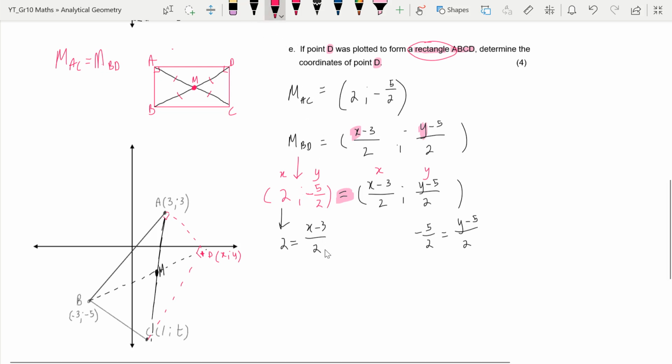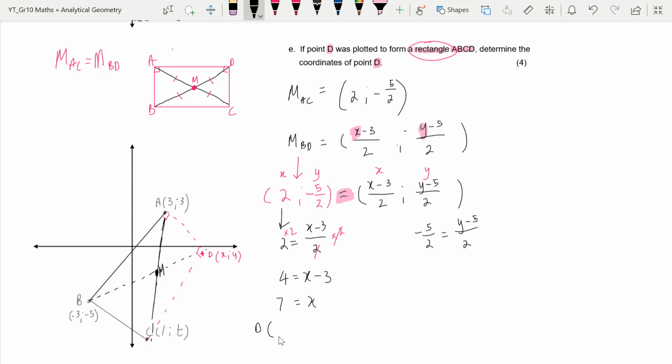I think what I'm going to do is I'm just going to multiply by 2 that side. Why am I doing that? Because then that will cancel out. But as long as I do the exact same thing on the other side, I'm good. So that's 4 is equal to, and on the right-hand side, we've got that left. So then if I add 3 on both sides, I get that my x is 7. So at this stage, we know that coordinate D has an x value of 7, but we still need to figure out the y. So let's go do that.